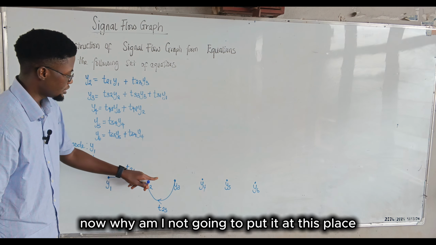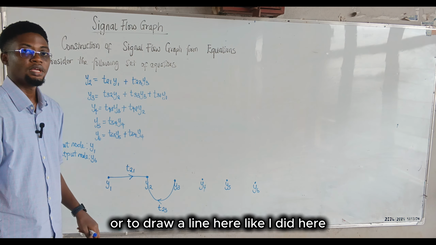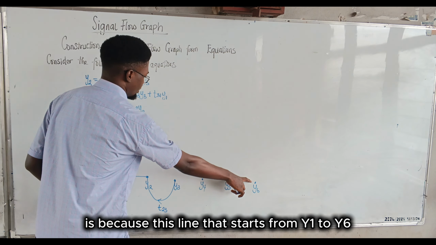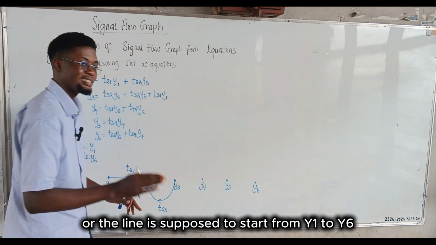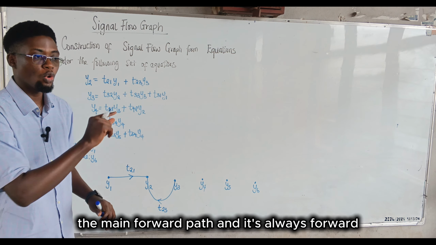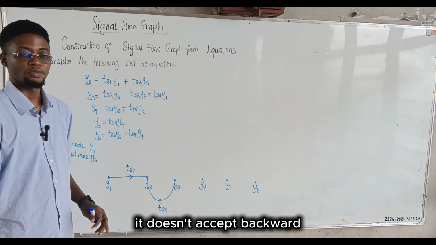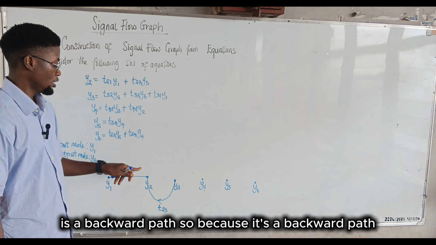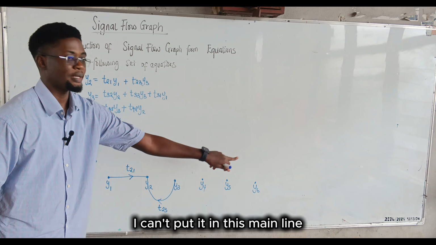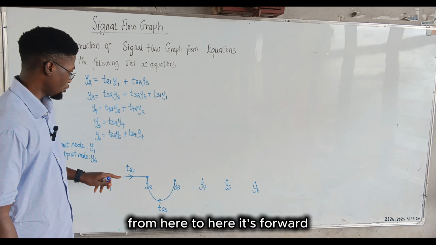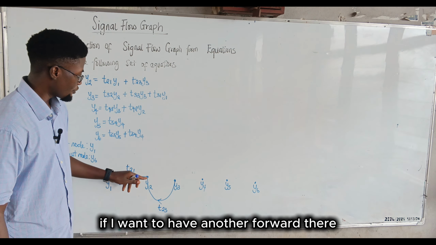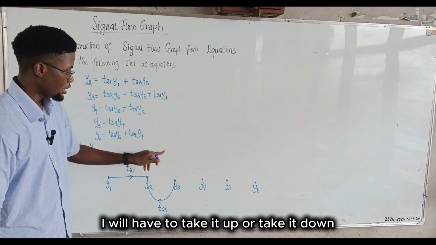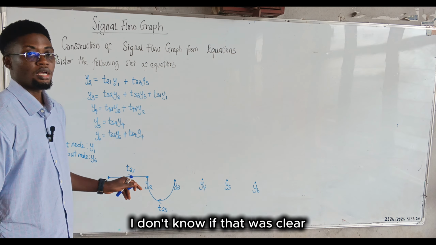Now, why am I not going to draw a line here like I did here? It is because the line that starts from Y1 to Y6 is called the main forward path and it's always forward. It doesn't accept backward. This thing that you just did now is a backward signal, a backward path. Because it's a backward path, I can't put it in this main line. This main line only accepts forward. From here to here is forward. If I want to have another forward here, I will do it there. But once it's the backward part, I will have to take it up or take it down. I don't know if that's clear.